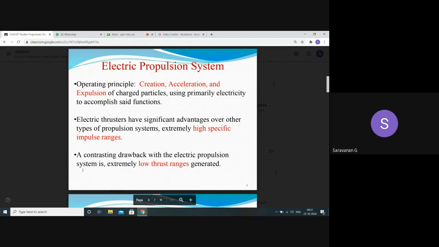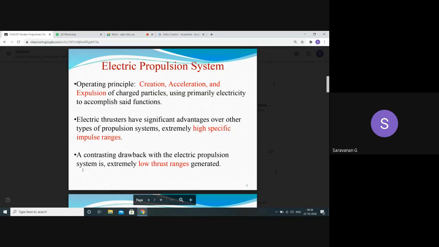Thrust is low, but specific impulse is high. That depends on the mass flow rate of the propellant. As you know, the relation of thrust to specific impulse: specific impulse is given with respect to thrust and the weight flow rate, or the mass flow rate, of the propellant. So that defines the mass flow rate of the propellant.